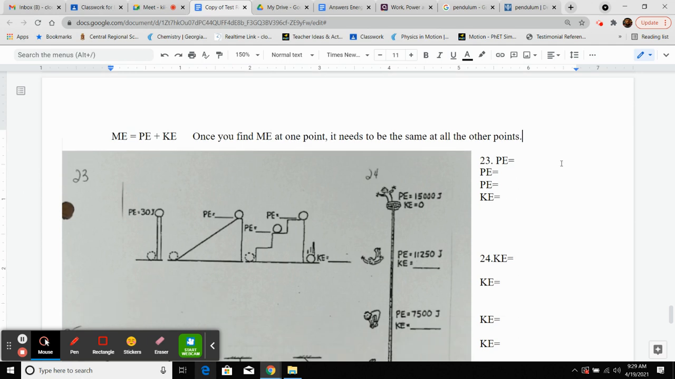So let's take a look at 23 and just follow me here. At the very, very top, what does it say our potential energy is?